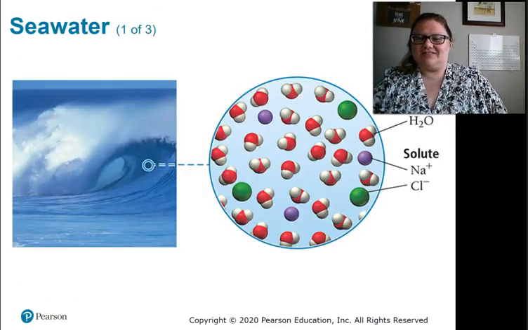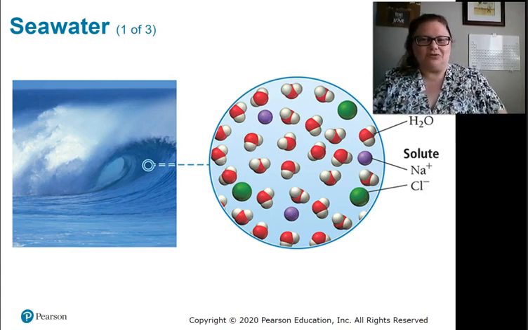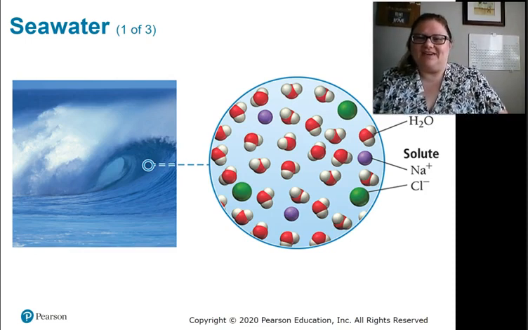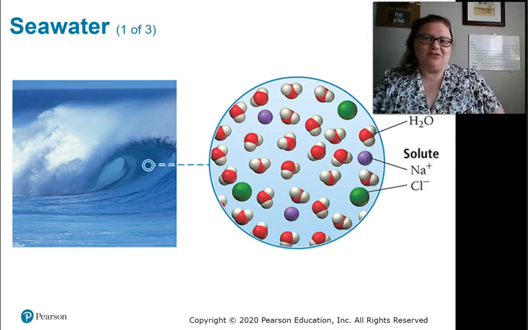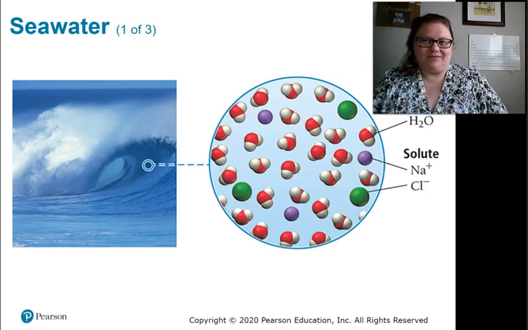Well, here's our composition of salt water. That's a pretty gnarly wave there. We've got our water molecules as we've always seen them, and our solute that's dissolved, in this case, is the ionic compound sodium chloride. And so we see that ionic compounds break apart, or dissociate, when mixed with water.